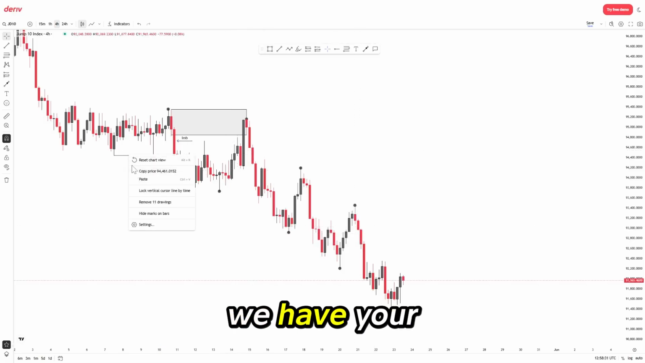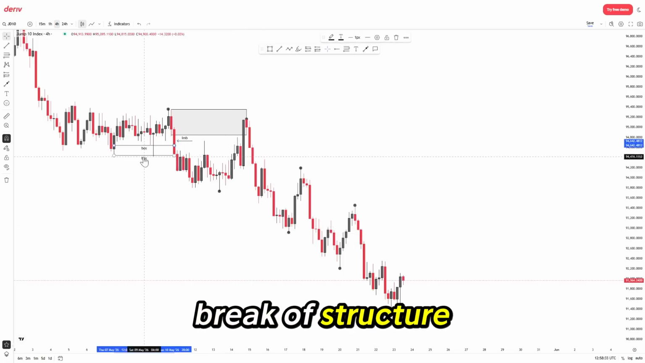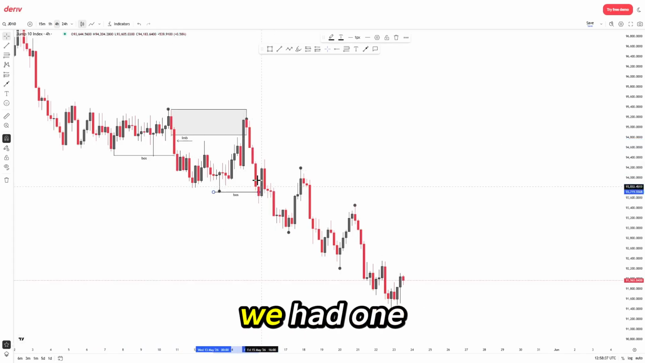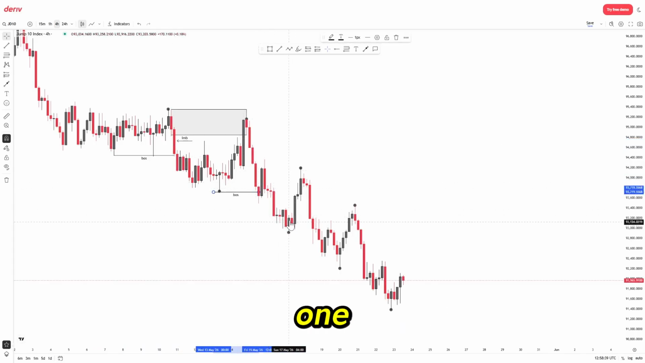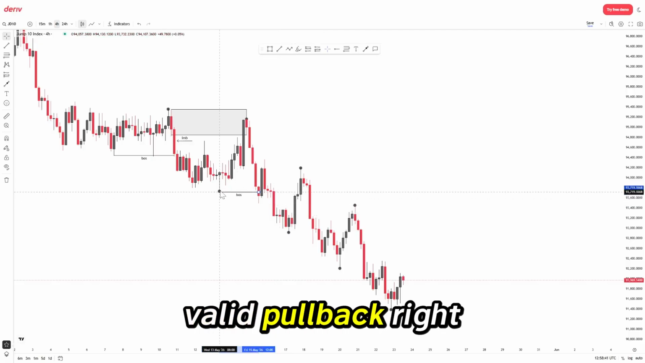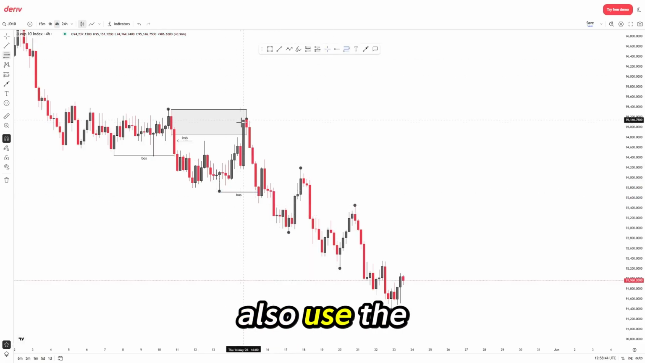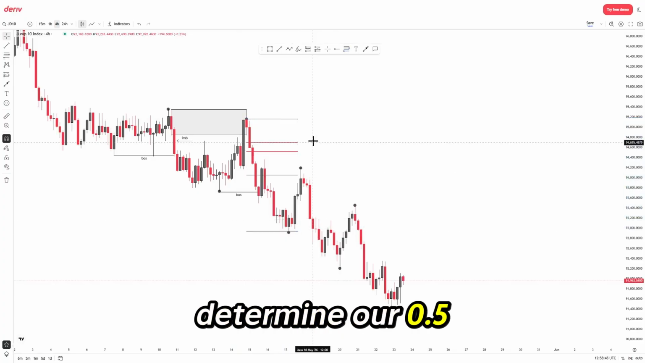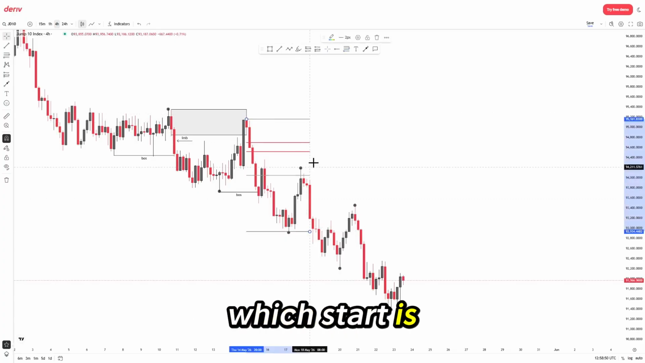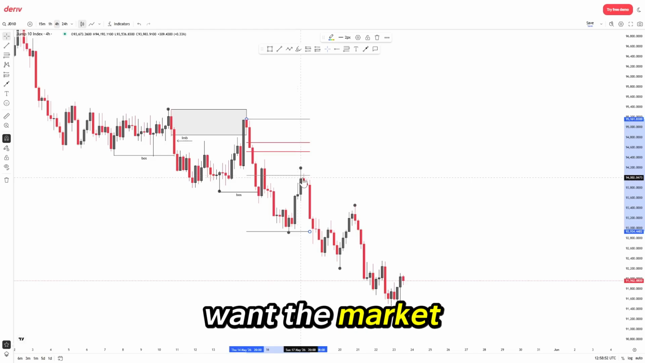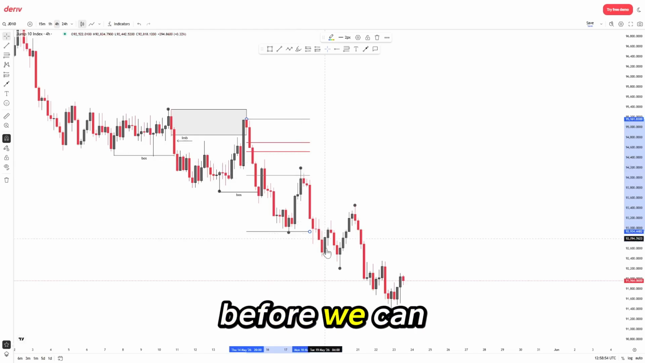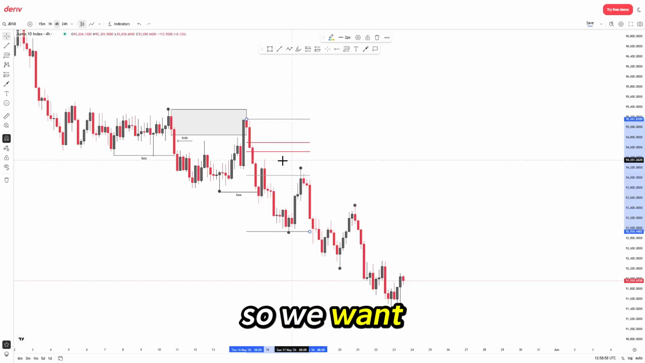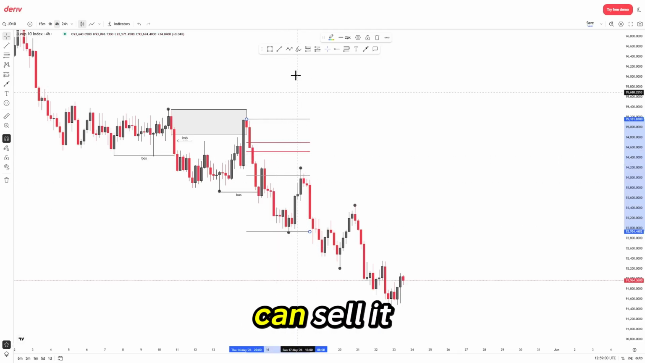So after that, we have your break of structure. The market is moving down at this stage, so as you can see, break of structure, we had 1 candle, but like here we had 1 2 3, so that's a valid pullback right there. And then I also use the fib tool, so from the high to the low I get to determine our 0.5 level, which is the equilibrium, and then we want the market to be above the equilibrium before we can sell. Now if we sell below this area, it's still expensive, so we want it to be less expensive so that we can sell it now.